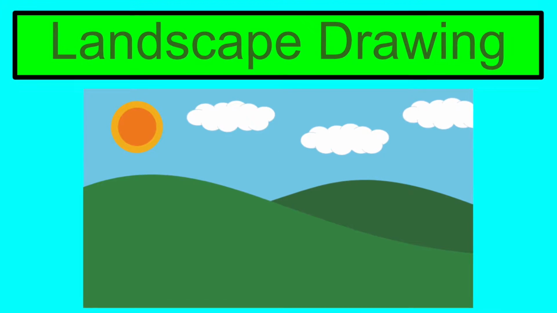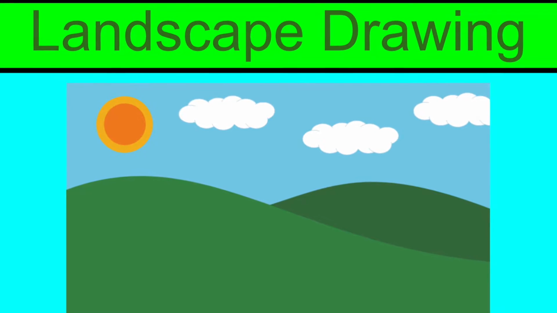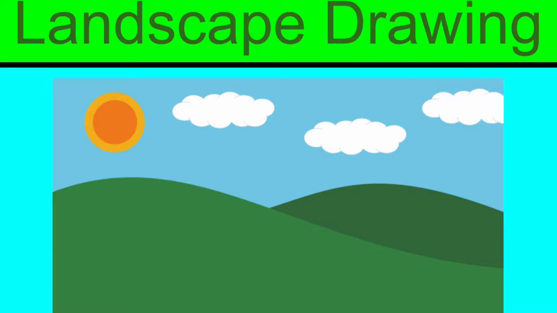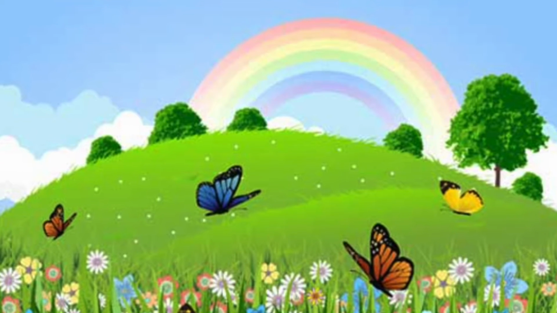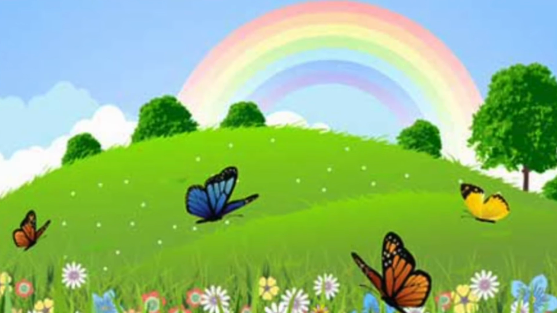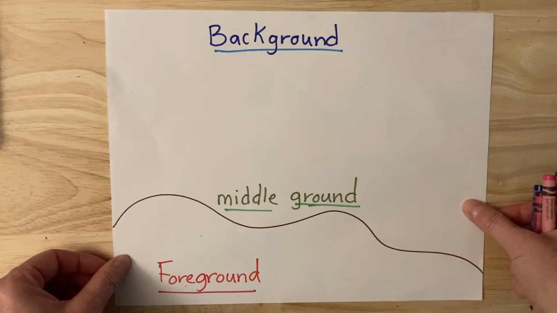Hello, awesome artist. We were talking about landscape drawing last week in art class. We took the time to draw a landscape and then we added a playground design. I want you to think back to what we talked about when drawing our landscapes. We talked about something called background, middle ground, and foreground.